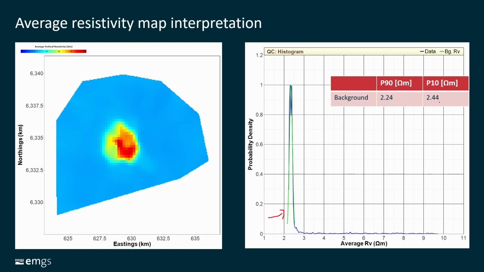In this case, it's a bit smaller. It's a sort of good rule of thumb. Now, if my background goes from 2.24 to a P10 of 2.44, numbers above 2.44 have a probability of belonging to the background that's below 10%. So there's a 90% chance that stuff above 2.44 does not belong to the background.